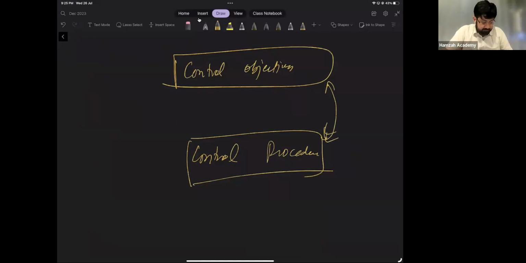Now, tell me. I asked you one thing: which one is more important, the control objective or the control procedure?